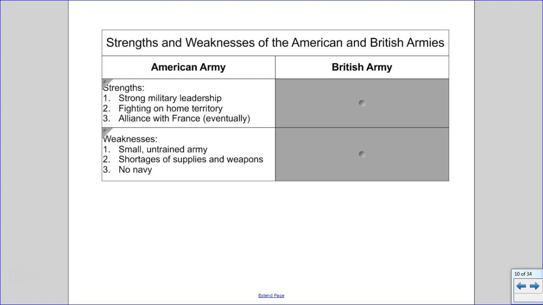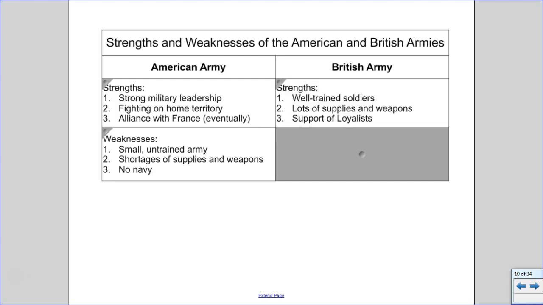What we had was a set of small militias with very, very weak training. So we didn't even have an army. We had very few supplies, very few weapons, which is a problem in war, obviously. And finally, we did not have any sort of navy whatsoever, while the British had the world's number one navy, which brings us to their strengths.